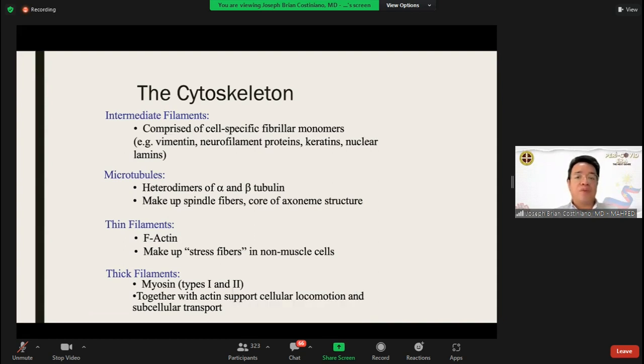Now, when we talk about intermediate filaments, these are comprised of cell-specific fibrillar monomers, for example keratins, nuclear lamins, and vimentin. And with your thin and thick filaments, what comes to mind is your actin and myosin, found in your muscle cells. As well, your thin filaments make up the stress fibers in your non-muscle cells.